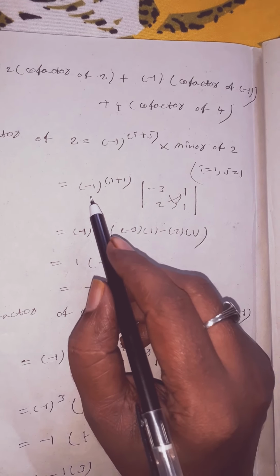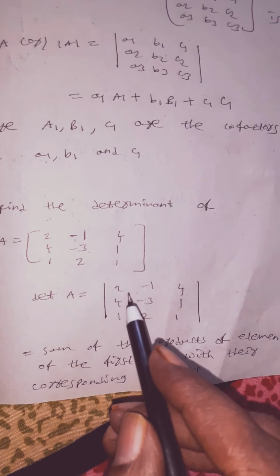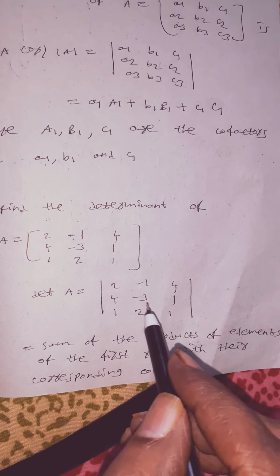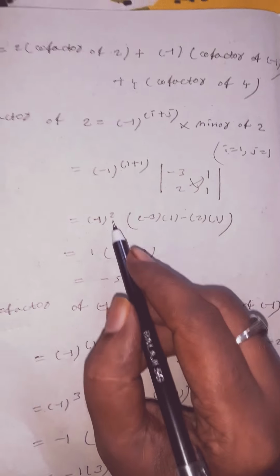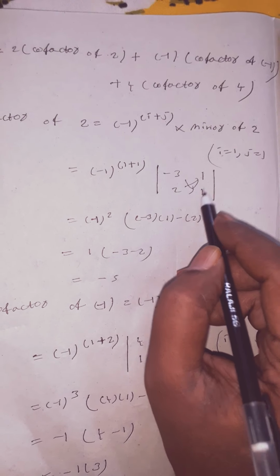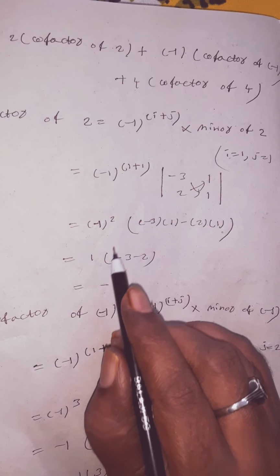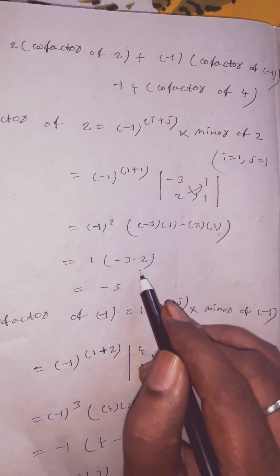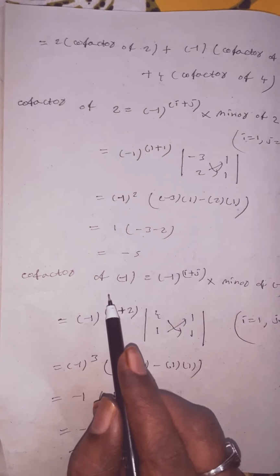So minus 1 power 1 plus 1. For the minor of 2 we have to eliminate the first row and first column. The remaining elements' determinant is minus 3, 1, 2, 1. So minus 1 power 2 is positive, and here minus 3 into 1 minus 2 into 1. Minus 3 into 1 is minus 3, minus 2 ones are 2, so minus 3 minus 2 is minus 5.